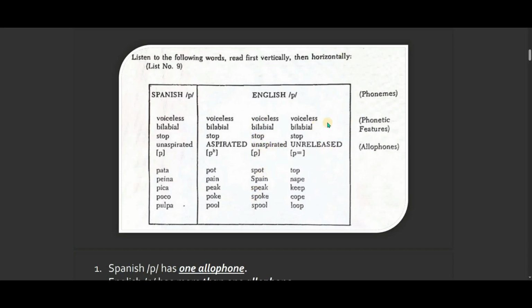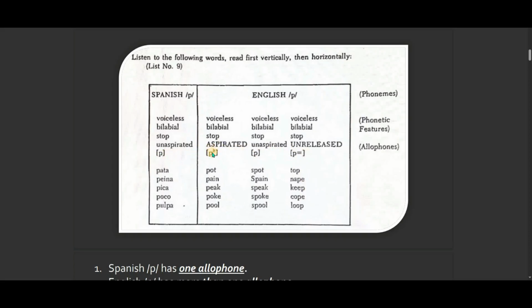Then we have a third allophone for the P phoneme in English, which is the voiceless bilabial stop unreleased. So if you notice, the first three features are the same, always voiceless bilabial stop, same for Spanish as well. The difference is in the last feature, where one is aspirated in initial position, one is unaspirated in middle position, and one is unreleased in final position. Notice the different allophone symbols, okay?